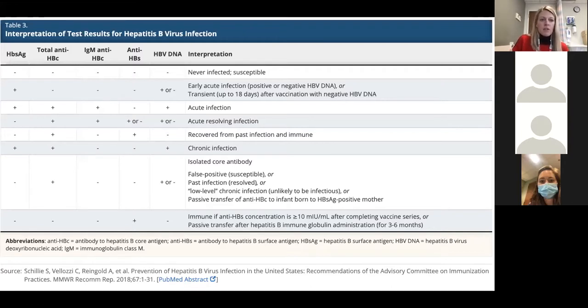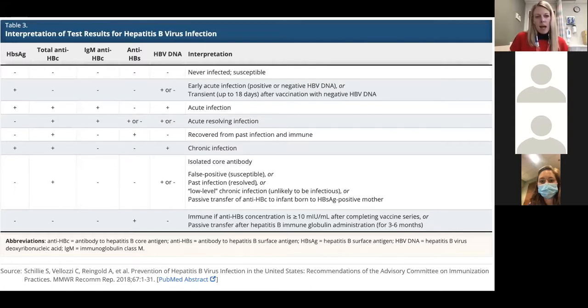And this table here is just showing interpretation of test results for hepatitis B infection. So if you have a patient, for example, who has a Hep B surface antigen that's positive and a Hep B core antibody that's positive, what does that mean? You can go over to the interpretation and see, okay, that probably means chronic infection. So to summarize this slide, there are a few key things to know about the different serologies.